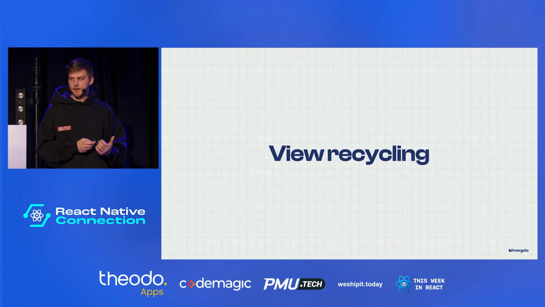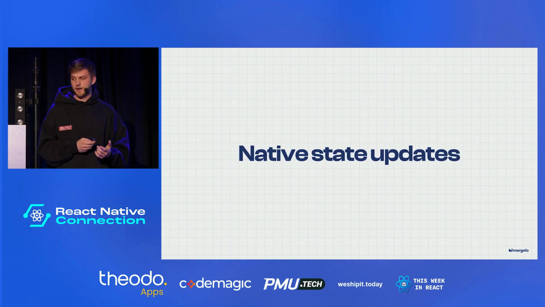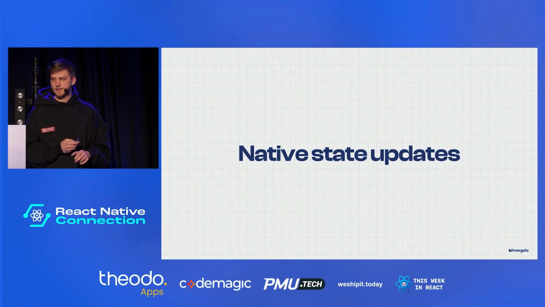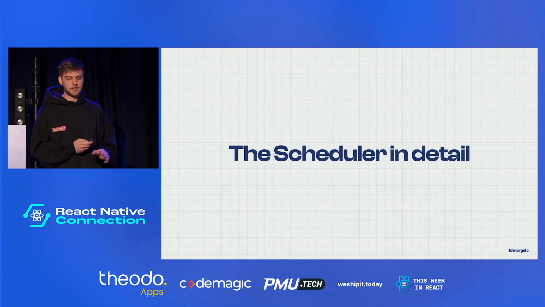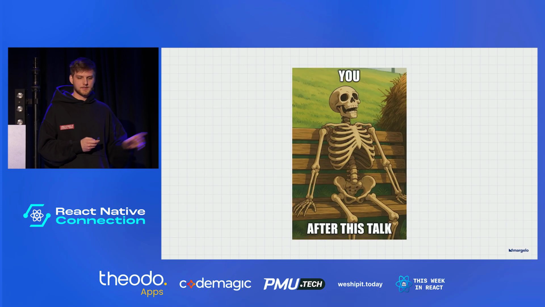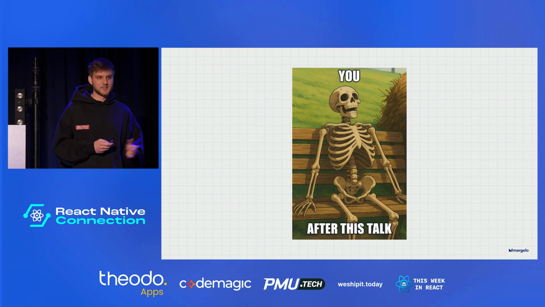Now, there's a lot more to Fabric. There's view recycling, native state updates, which I briefly touched on, but I believe someone else will talk about that later, how it's handling suspense or the React scheduler in detail. But I guess this is probably you after me showing you 50 snippets of code. So yeah, this is for a different talk.